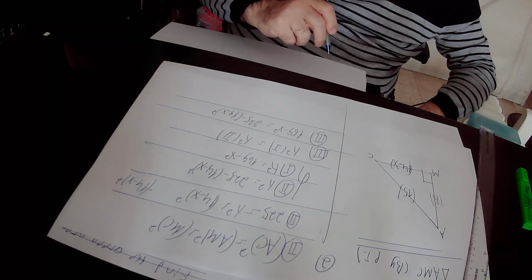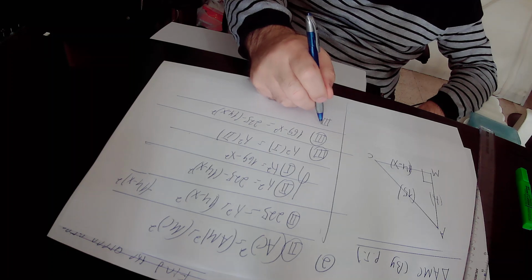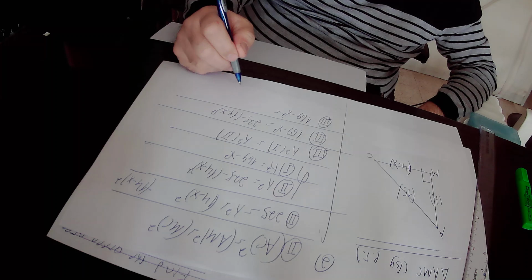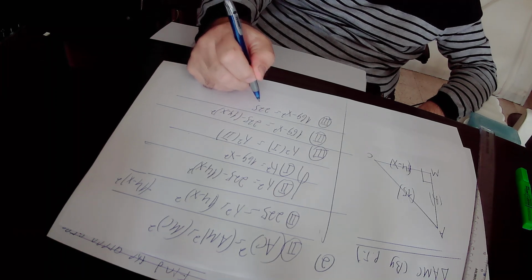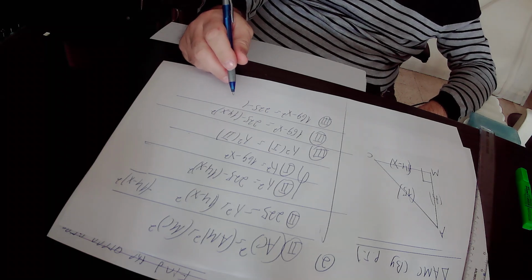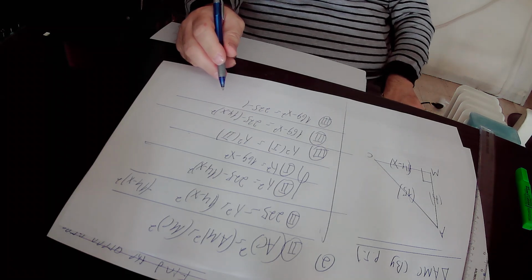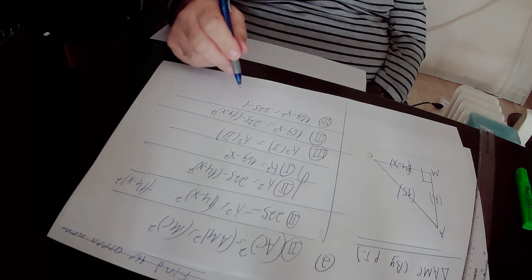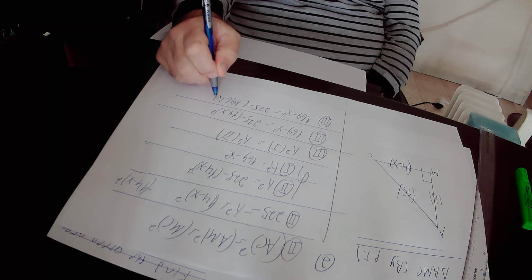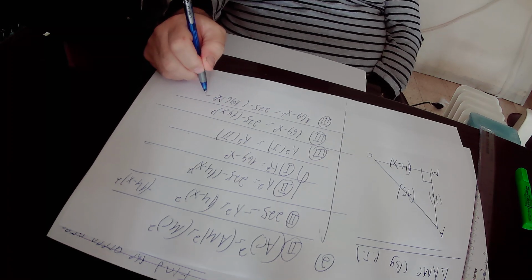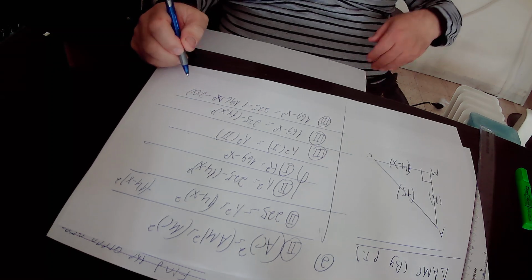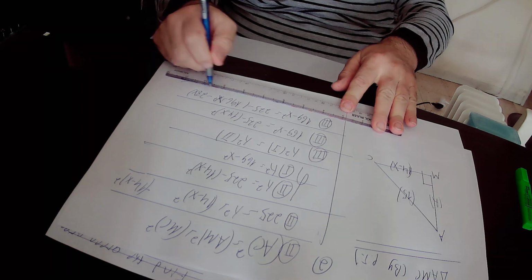So according to equation number 3, we found out that 169 minus x squared equals 225 minus (14 minus x) squared. We'll open the brackets and calculate the value of (14 minus x) squared. (14 minus x) squared equals 14 squared, that is 196, plus x squared minus 2 times 14x, which is minus 28x.